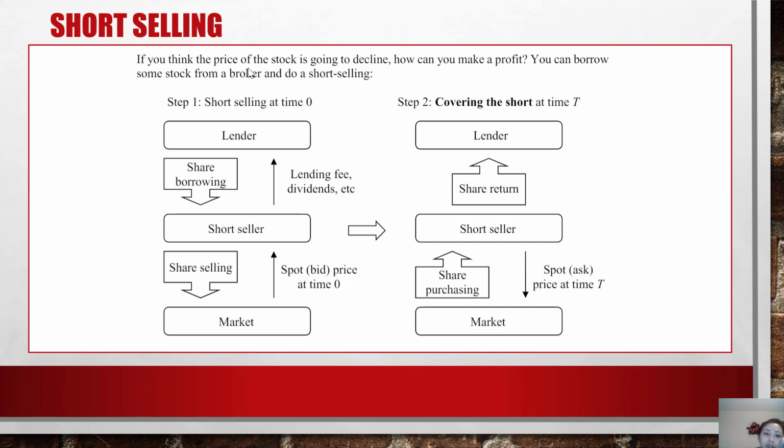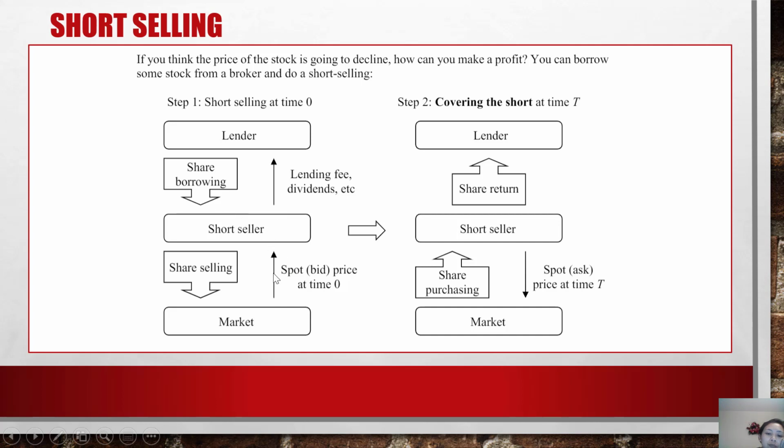Here you can borrow some stock from a broker and do a short selling. And for the short selling, here's how it works. First, you have to borrow one share from the lender. So this is step 1 at time 0. You borrow one share from the lender. And then you have to go through a process called short selling. And here you have to sell the stock at the bid price S0 to the market maker.